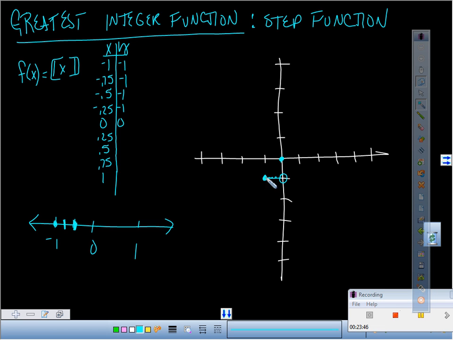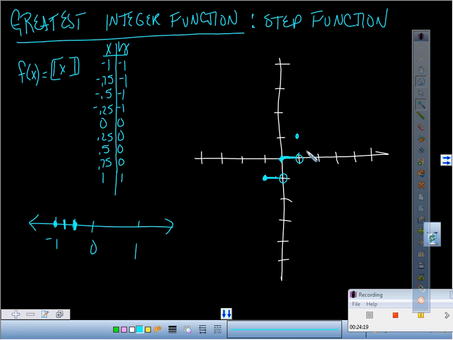Yep, an open circle, because 0 is not included in that one, is it? Okay, and then what about 0.25? What's the biggest integer not bigger than 0.25? Not bigger than 0. So 0.25 stays at 0. What about 0.5? Still 0. What about 0.75? Still 0. What about 1? Oh, so at 1 it jumps up to 1. So he stays 0 until you get to 1.